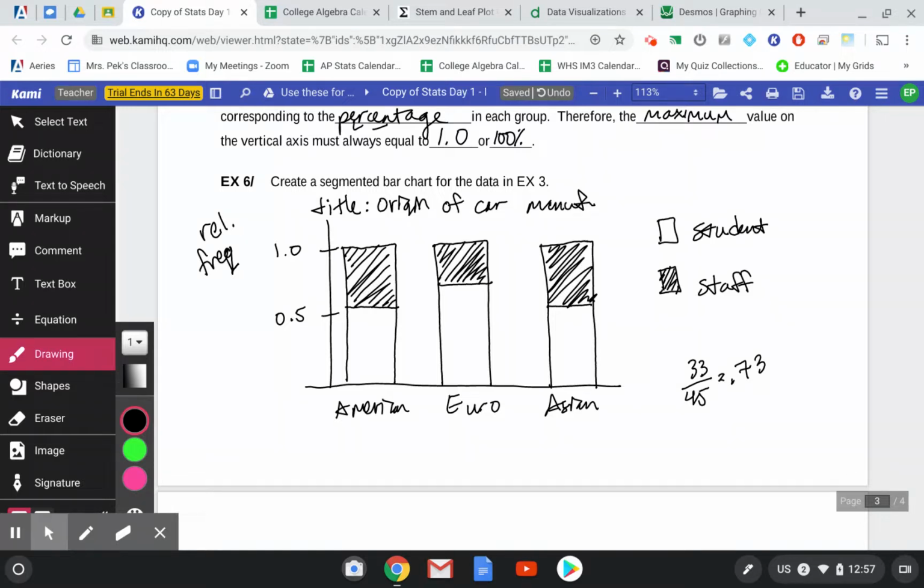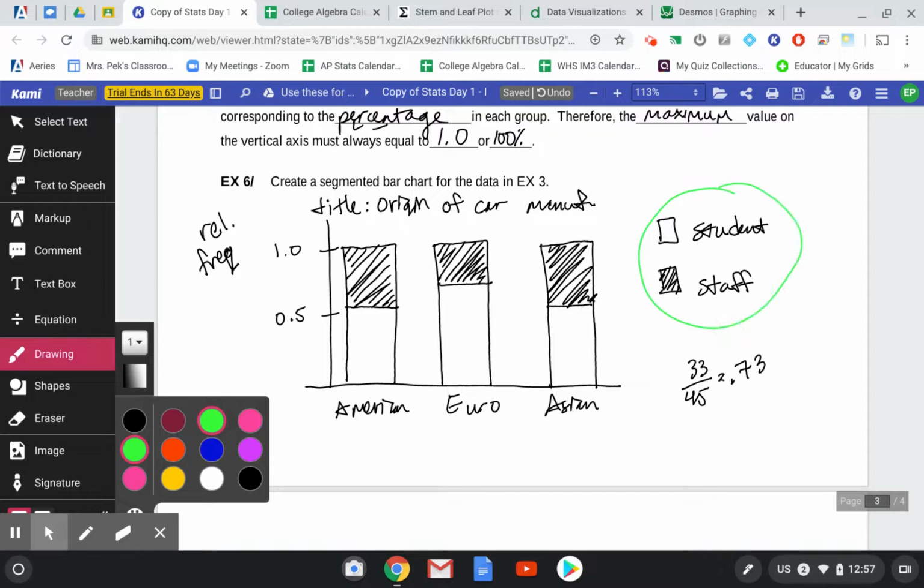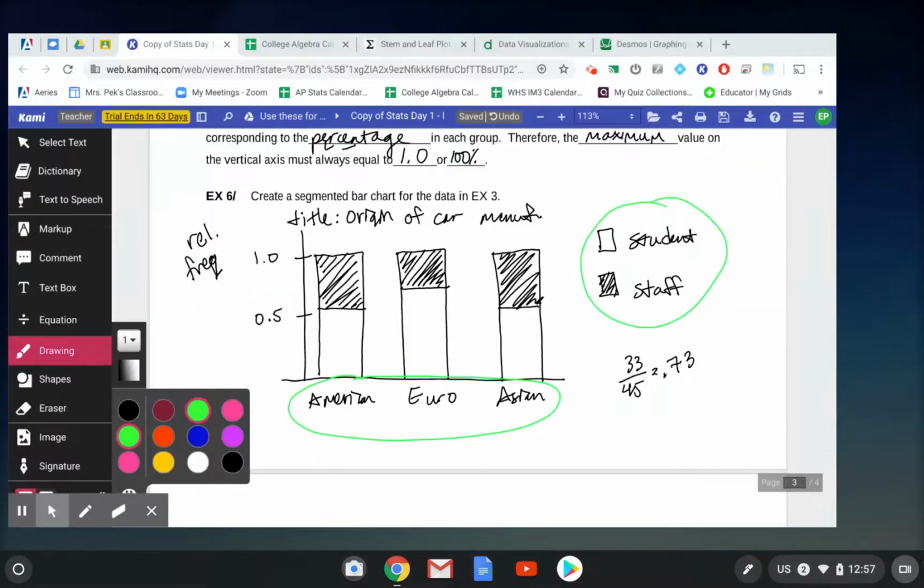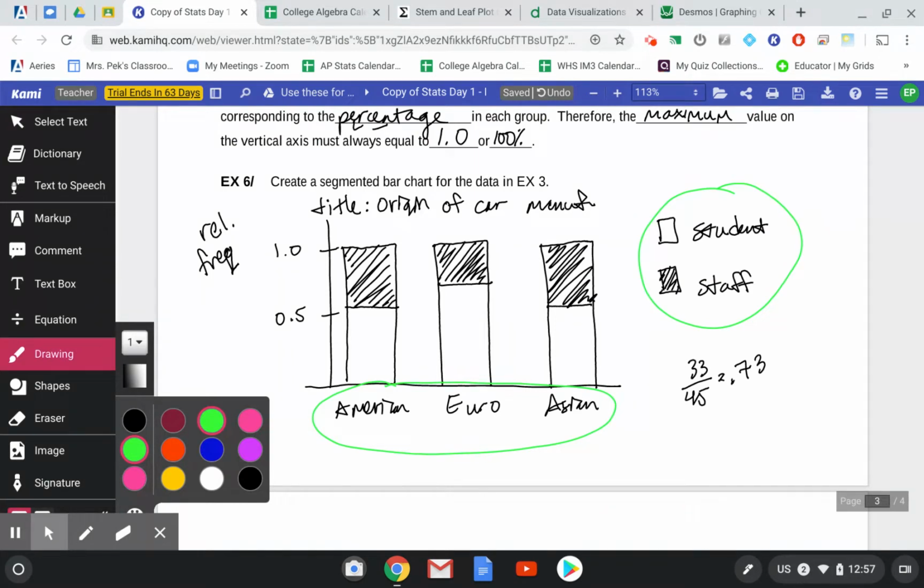So again, we could have decided to take these categories and these categories, and we could have switched them for an option. So there's nothing saying that we had to put the car manufacturers on the horizontal axis and do two labels for student and staff. We could have put student and staff on the horizontal axis and done 3 labels for each one of the cars. So it just depends on, if it doesn't specify, you can kind of just decide which way you want to do it.